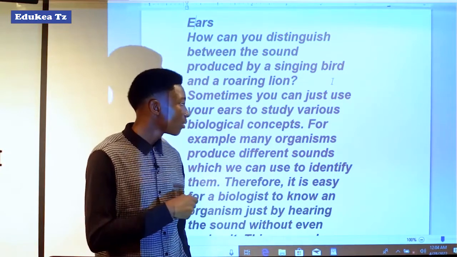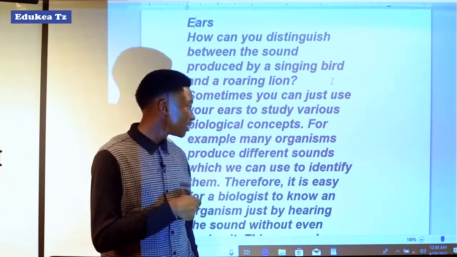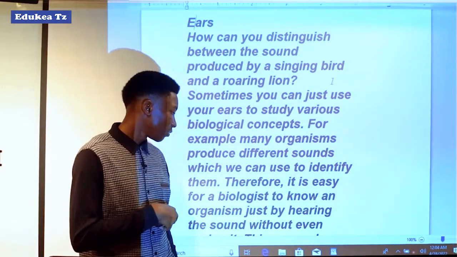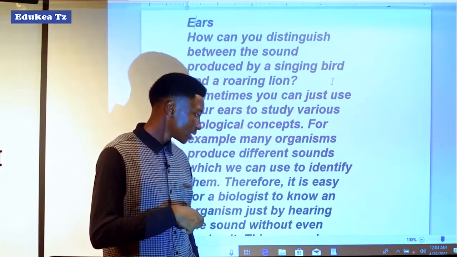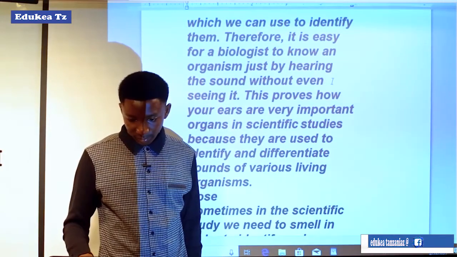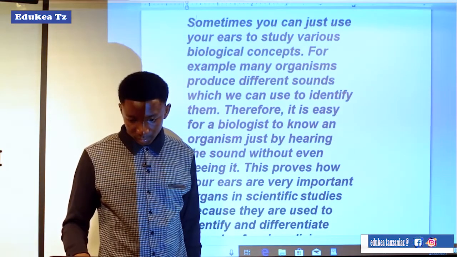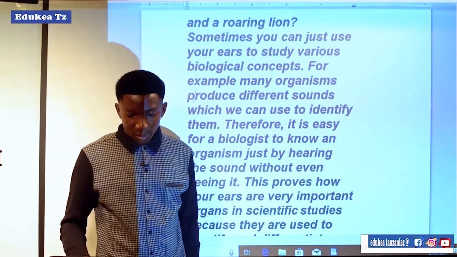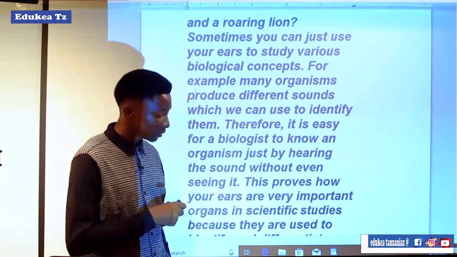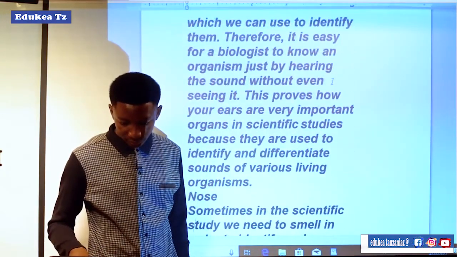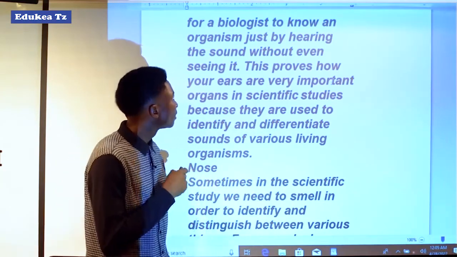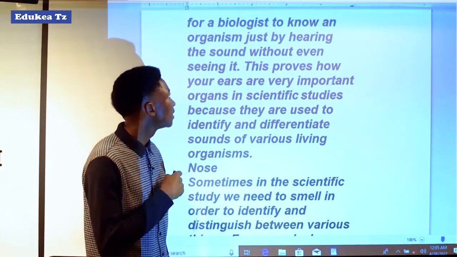For example, many organisms produce different sounds which we can use to identify them. Therefore, it is easy for a biologist to know an organism just by hearing the sound without even seeing it.